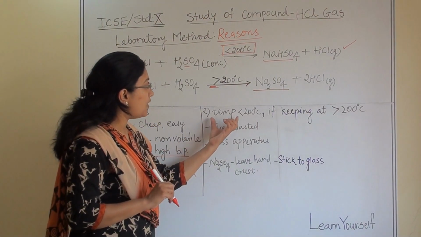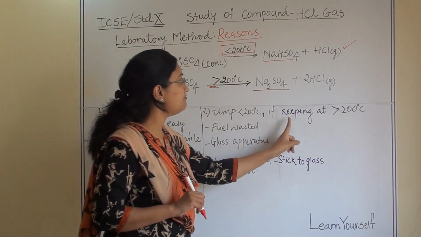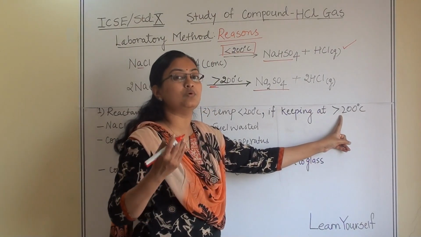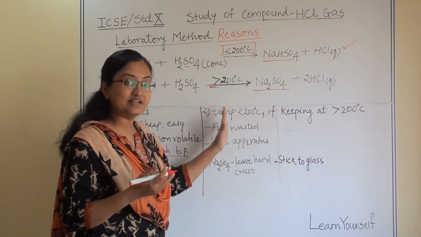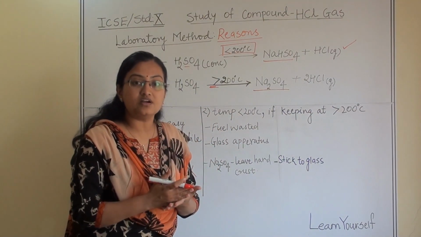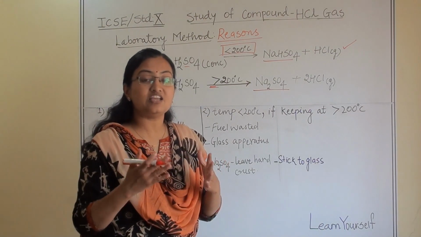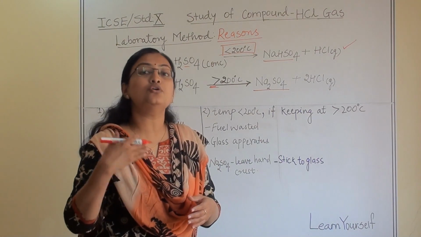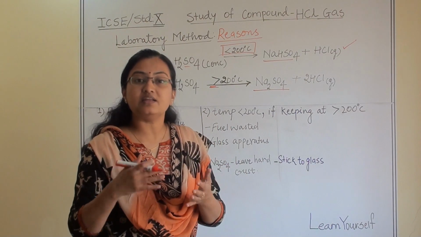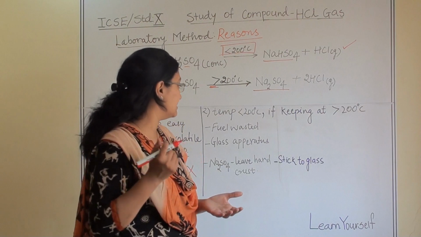Second reason, why we are maintaining a temperature less than 200. And if we keep a temperature more than 200 degrees centigrade, then what will happen? So when we are answering why we are keeping temperature at less than 200 degrees centigrade, then we have to show the observation that if we keep a temperature beyond 200, what will happen? All these things will happen, and that's why we are not keeping temperature beyond 200 degrees centigrade.